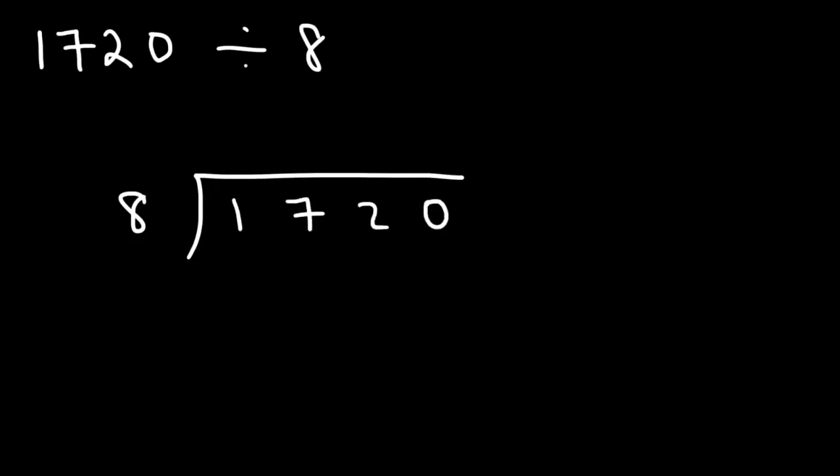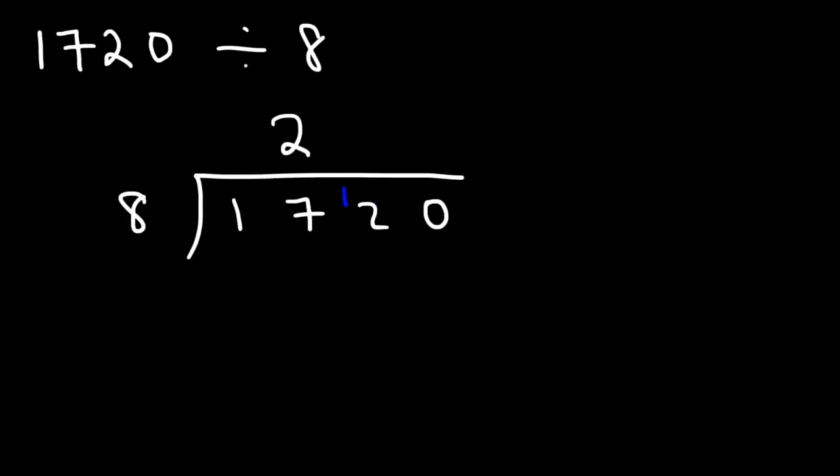So the first thing you want to ask yourself is, how many times does 8 go into 17? 8 goes into 17 2 times. 8 times 2 is 16. And if you subtract 17 by 16, you'll get a difference of 1. Now, you need to write that 1 with the next number 2.